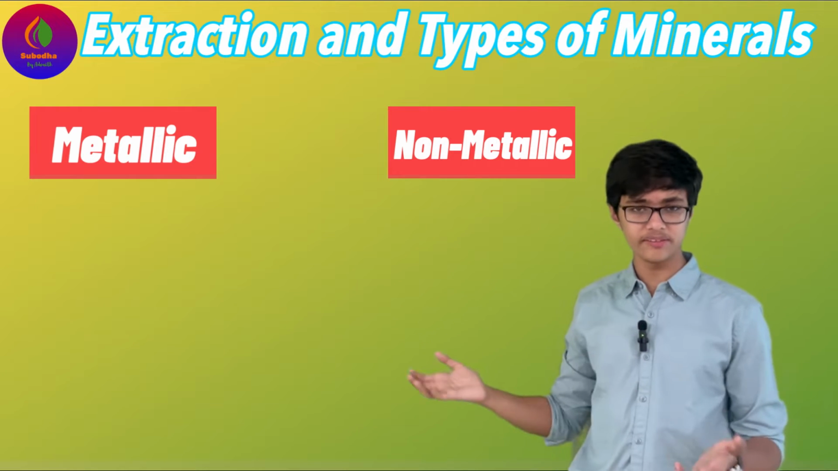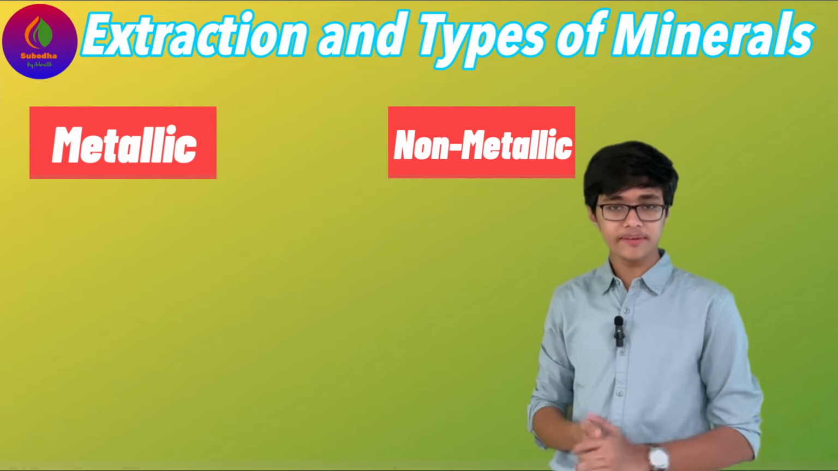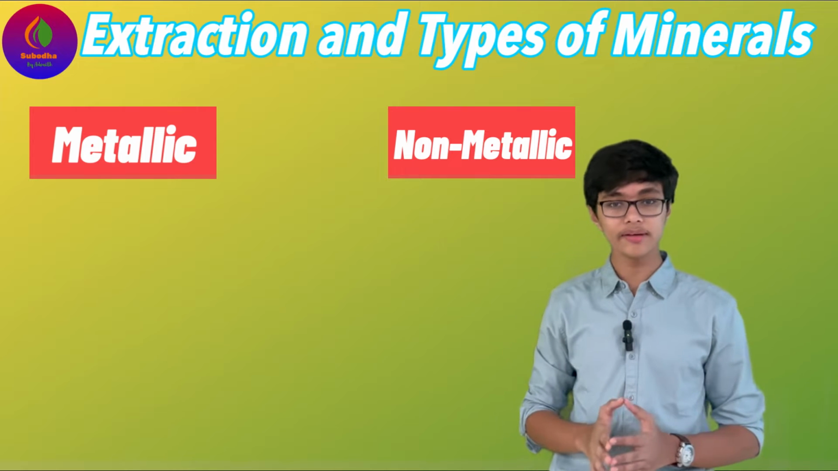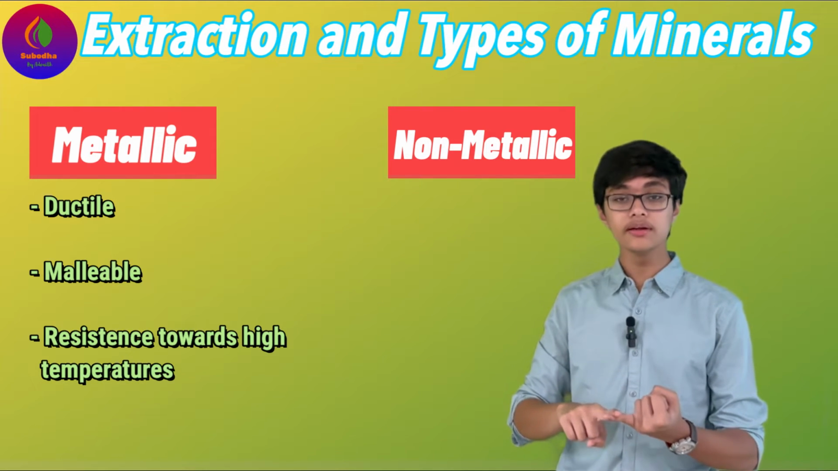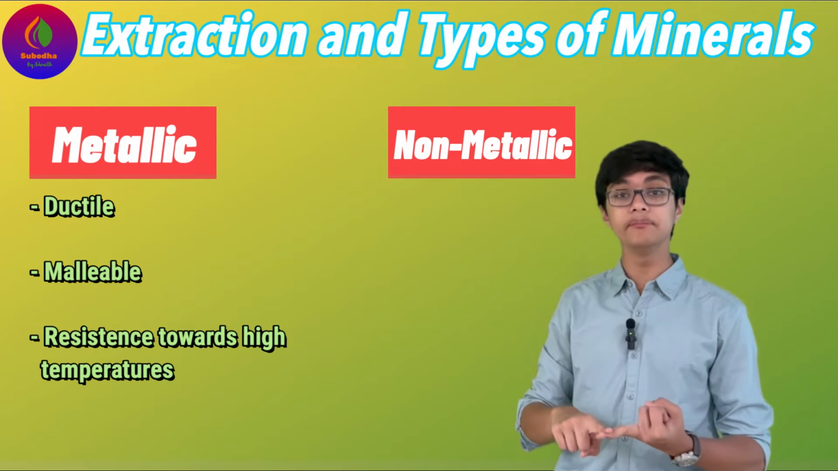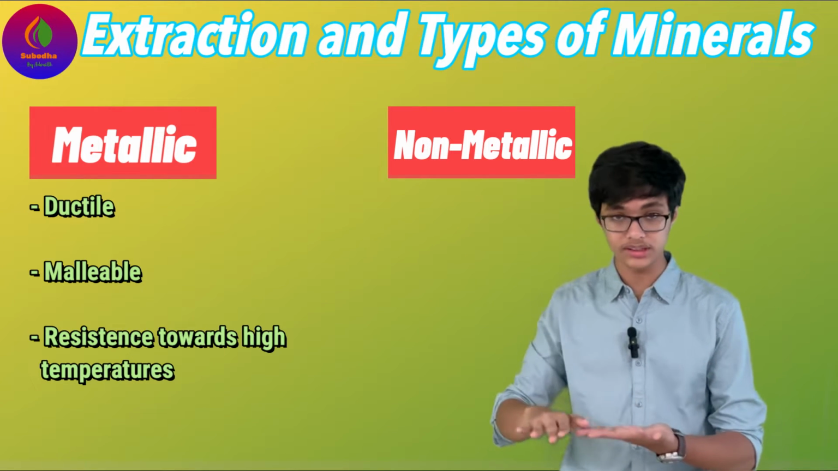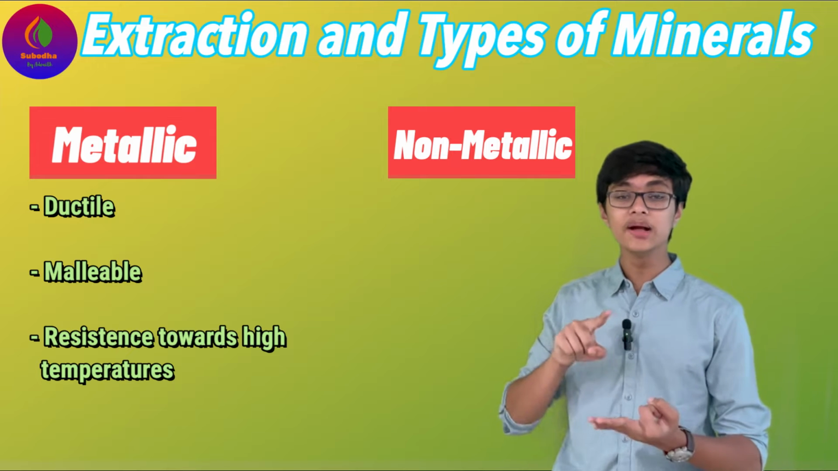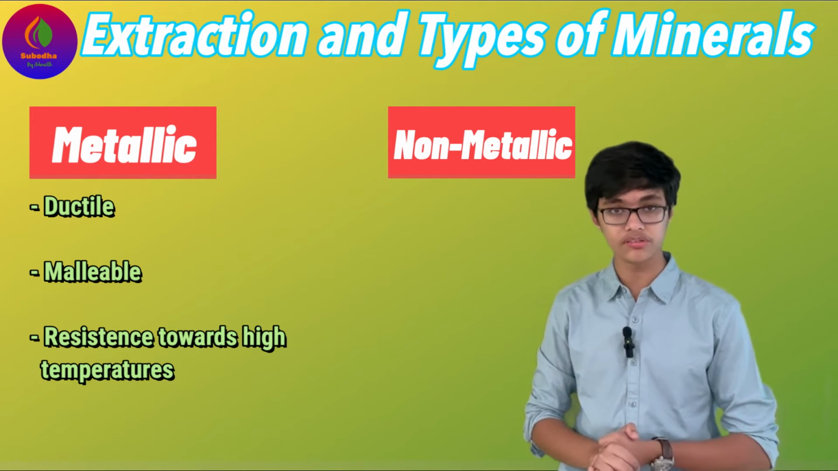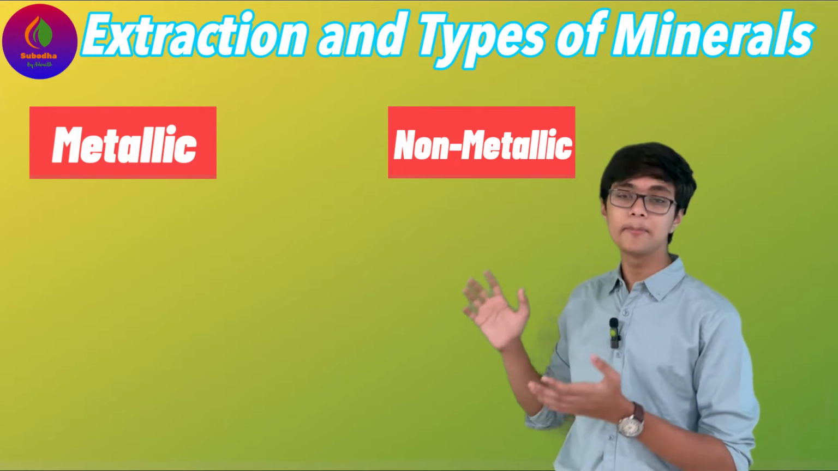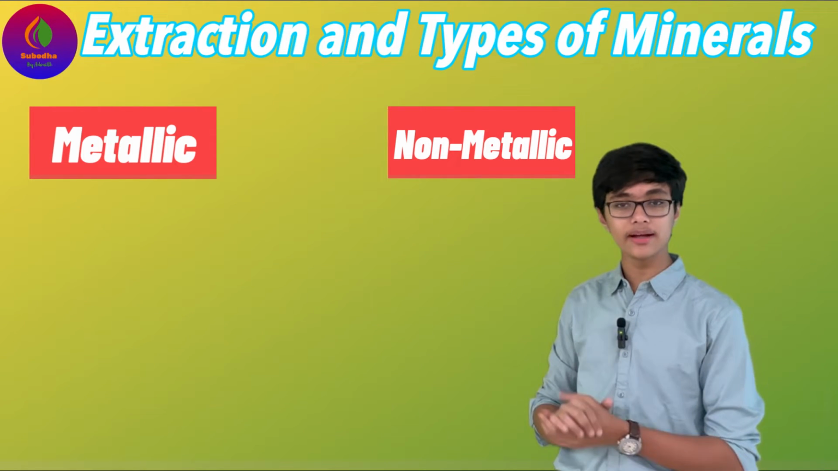Metallic minerals, as the name suggests, are those which are basically metals. Now, how do we identify a metal? Well, they must be ductile, that is, they must have the property to be made into wires. They must be malleable, that is, they can be turned into sheets, and they must have a high boiling and melting point, that is, they can resist high amount of temperatures. And so, all of that basically makes up a metallic mineral.